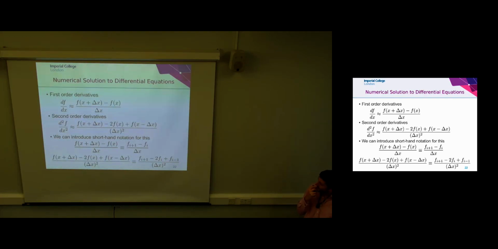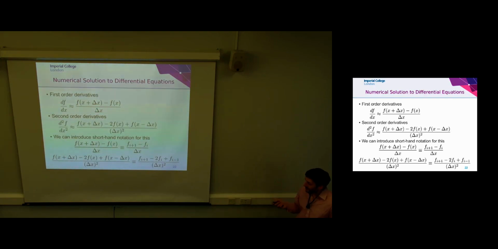So just for shorthand notation, we're going to introduce this notation here. There's nothing new here. It's basically just a definition. What we're saying is if we've got a form of x plus delta x, we're going to replace that with subscript i plus 1. And if it's f of x, it's just subscript i. Similarly, if we've got x minus delta x, we're going to replace that with i minus 1.